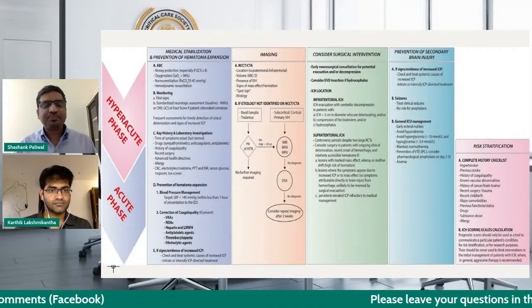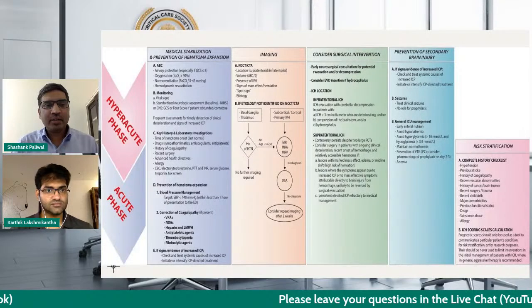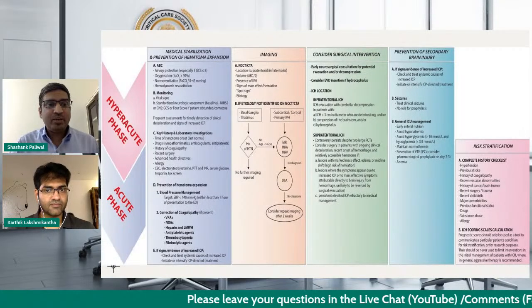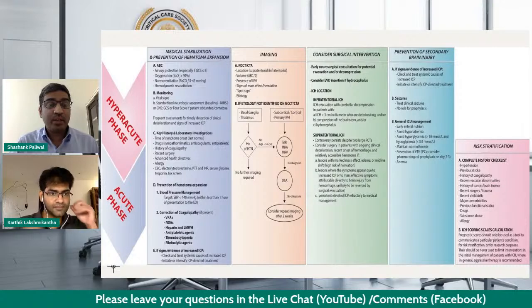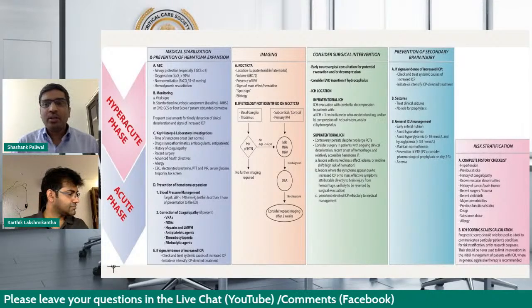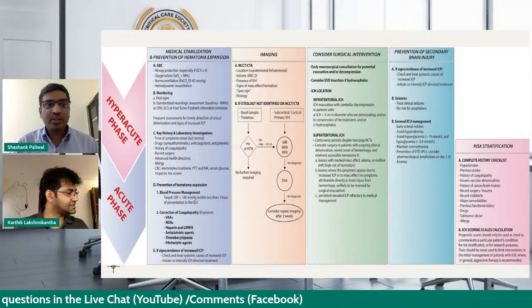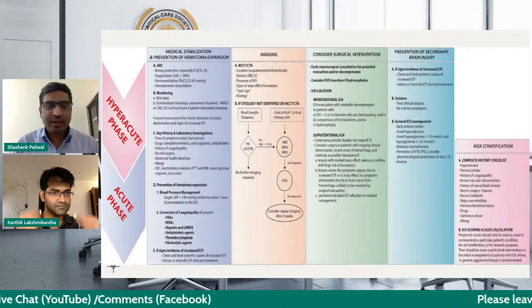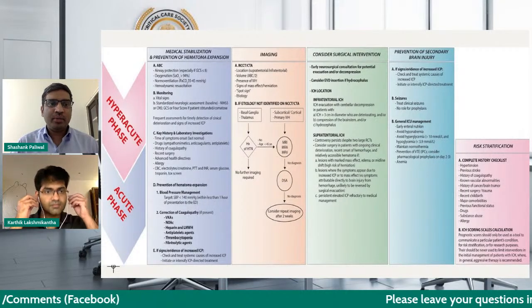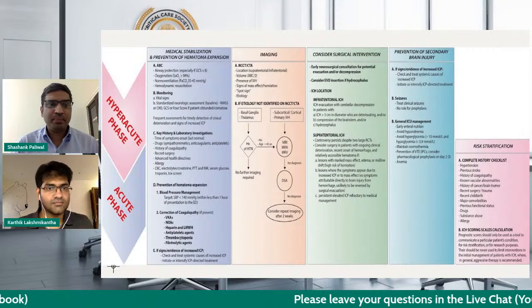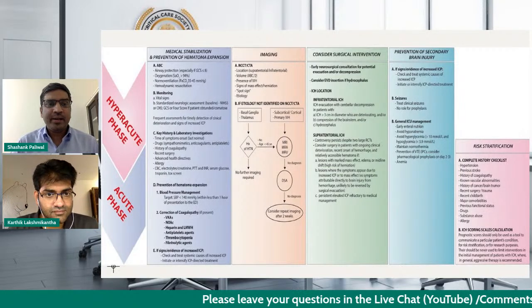To summarize, we need to act very early and quick. Early diagnosis is very important. This is a medical emergency, and because it has a very bad prognosis, in most of the ICUs people are pessimistic about it.